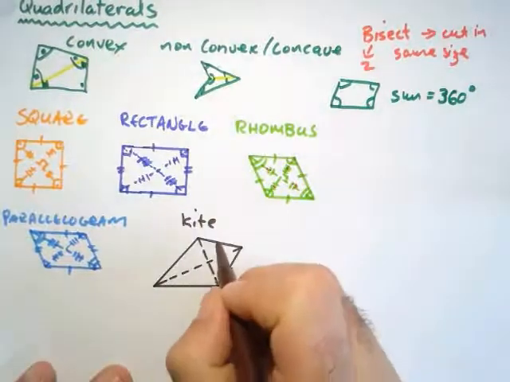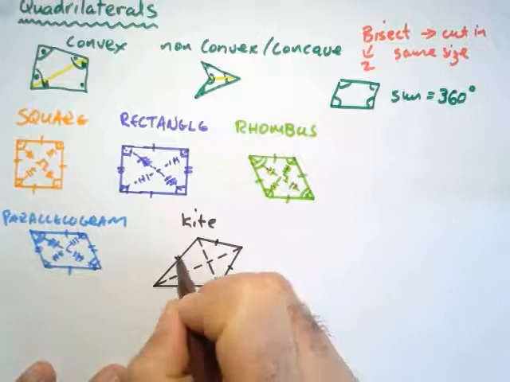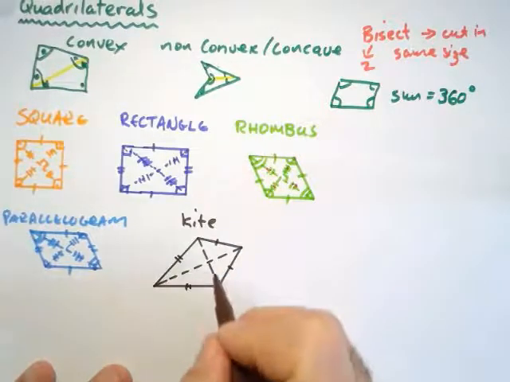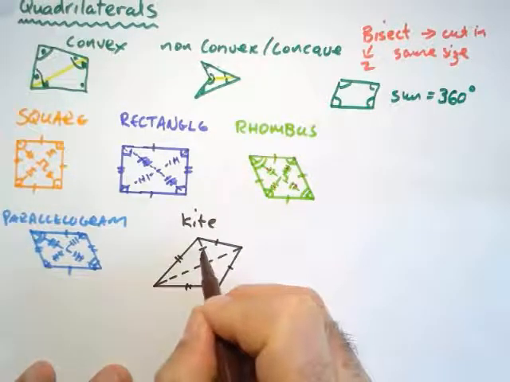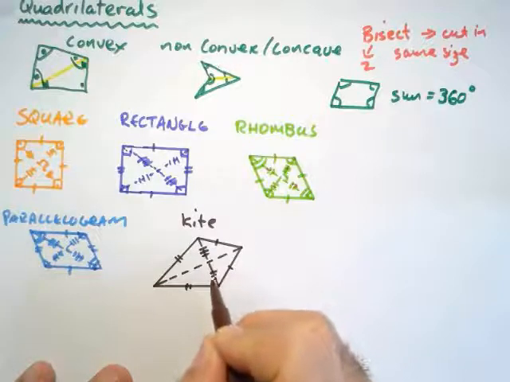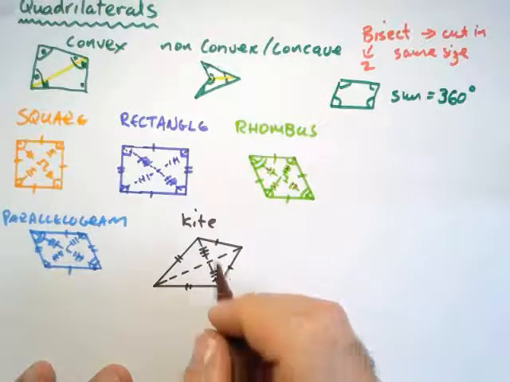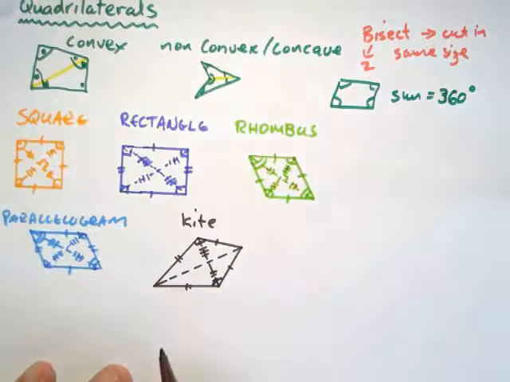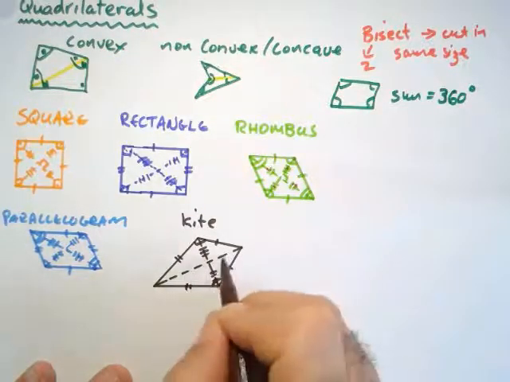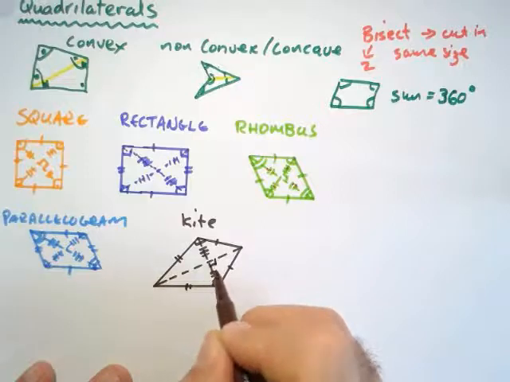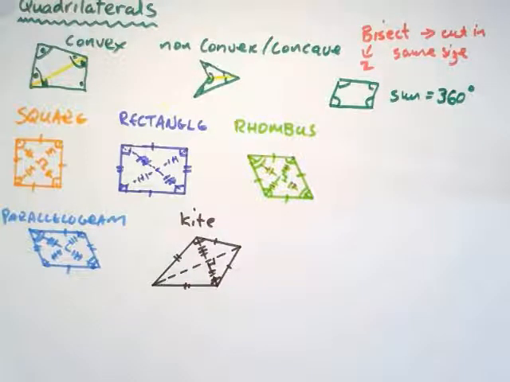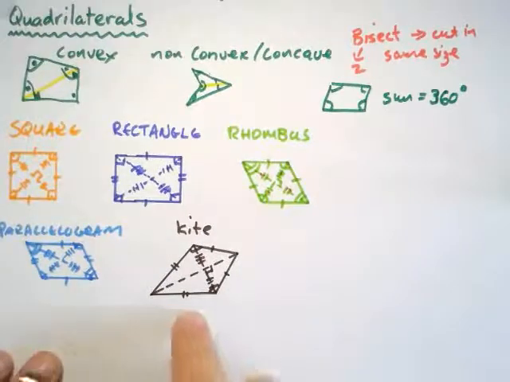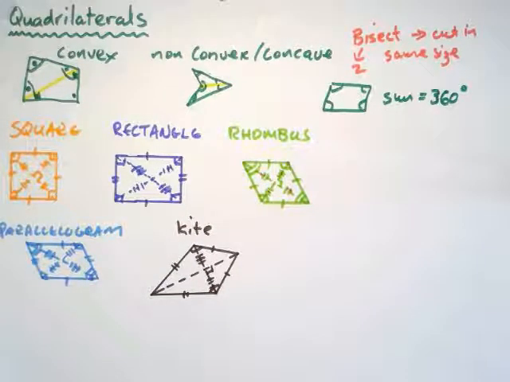With a kite, these two sides are the same, these two sides are always the same. This side is the same as that side. These angles are the same. Those angles are not the same. And those sides are not the same, but the diagonals do intersect each other at 90 degrees. So you can see how many of these characteristics you can get.